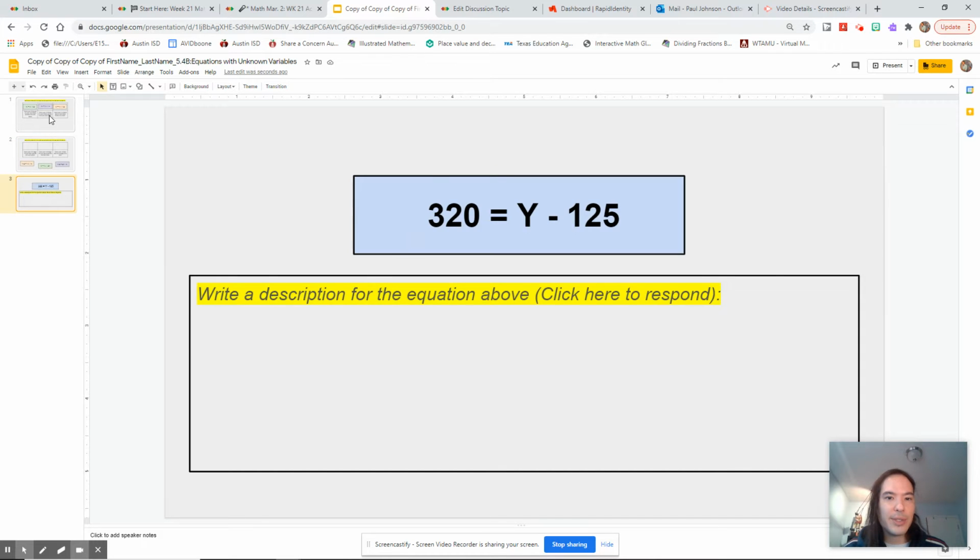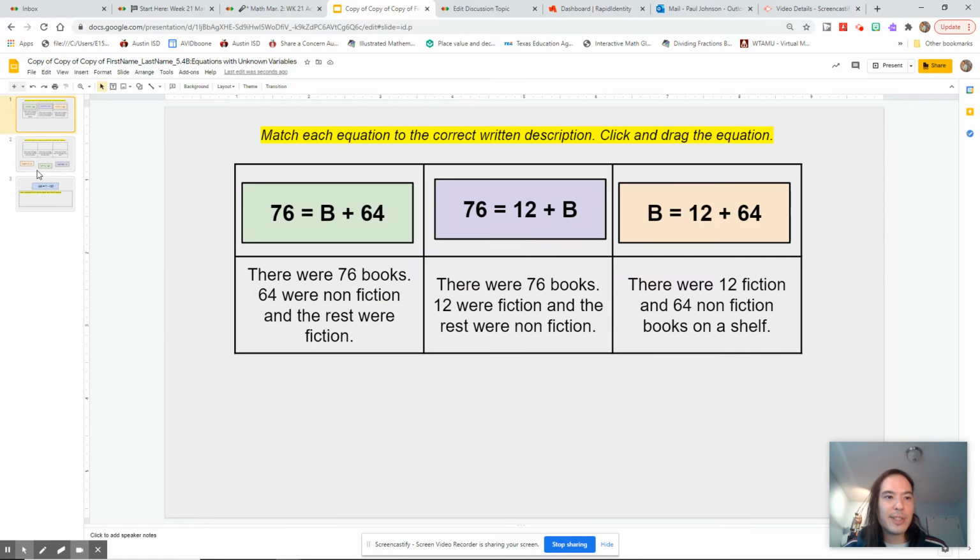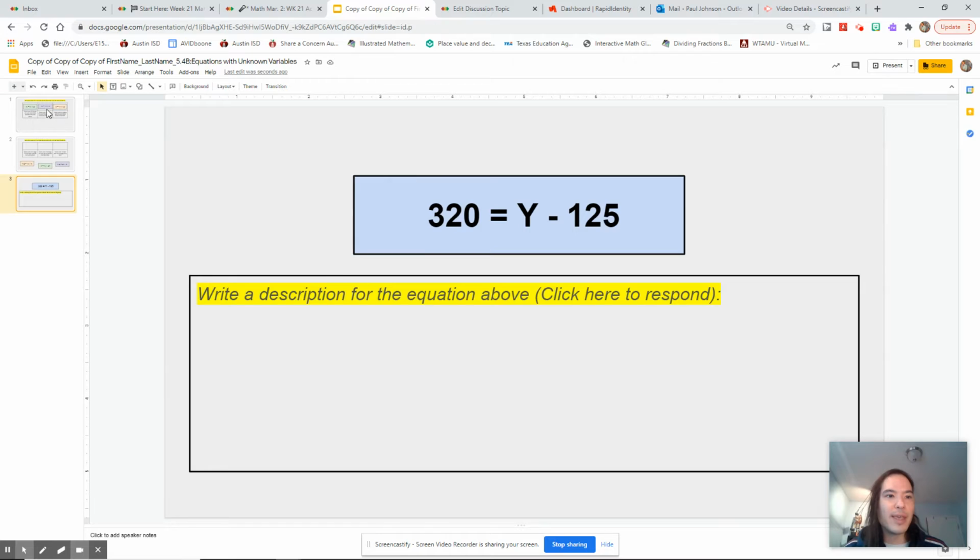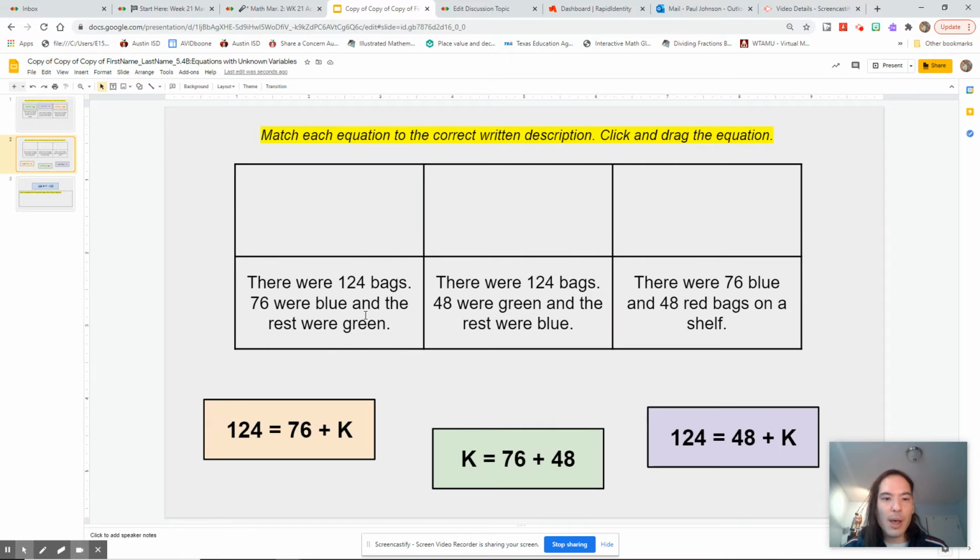There's 3 pages, 2 pages of guessing the word problem, and 1 page of making a word problem. So making the word problem should be fun.